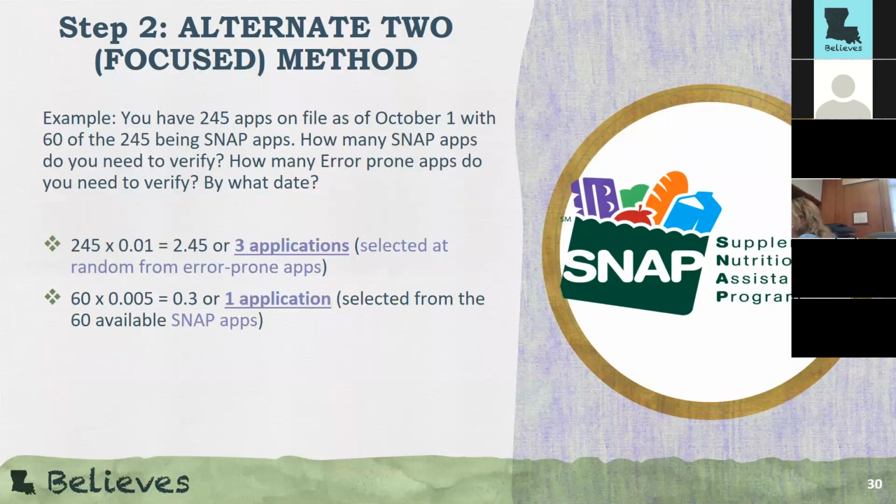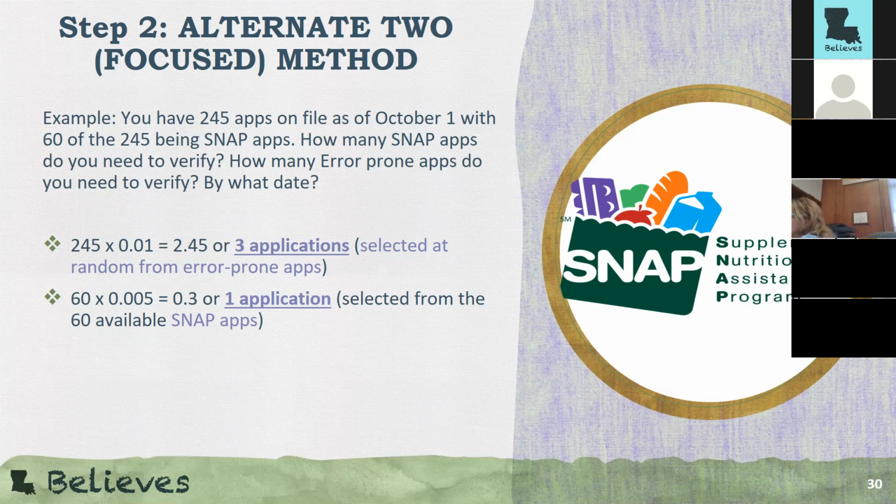We will complete this example in 2 steps. First, we will calculate how many error-prone applications we need to verify by multiplying our total number of applications by 1%. 245 multiplied by 1% is equal to 2.45, or 3 applications. These 3 applications will be pulled from error-prone applications.